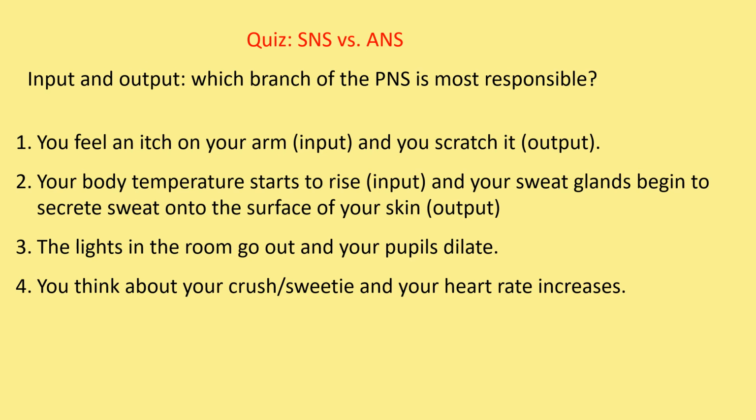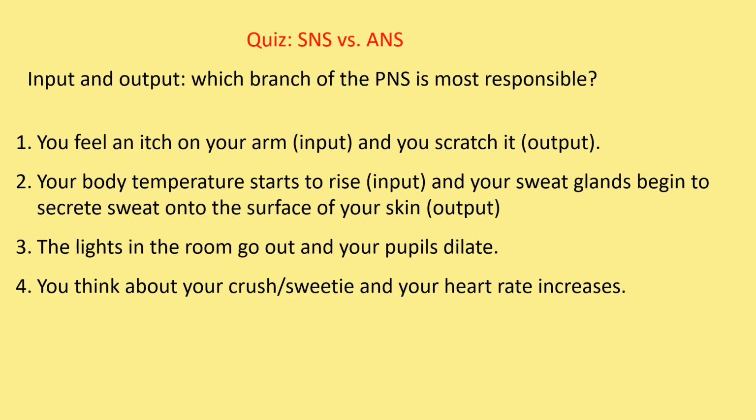Here's an easy quiz. So input and output. For each of the questions below, determine which branch of the peripheral nervous system is most responsible. So number 1, you feel an itch on your arm and you scratch it. Is that SNS or ANS? It's the SNS, right? You feel an itch on your arm. You have great conscious awareness over it. The sensory input is arising from your skin, and then you scratch it. That's motor output that involves skeletal muscle. It's voluntary, you know what's happening.